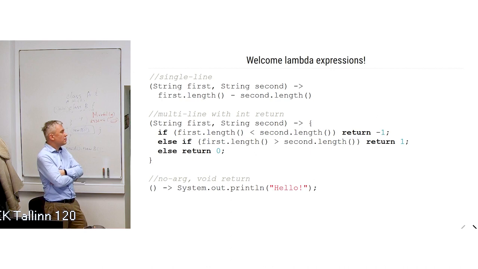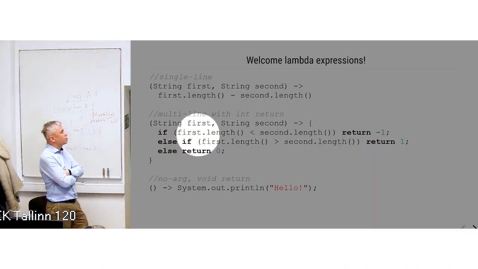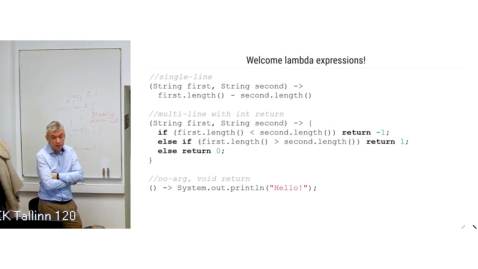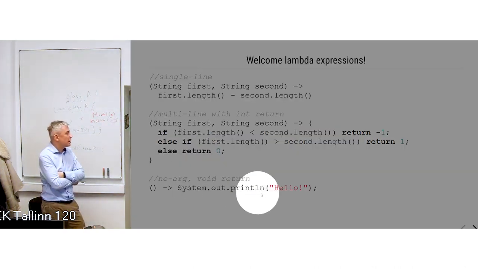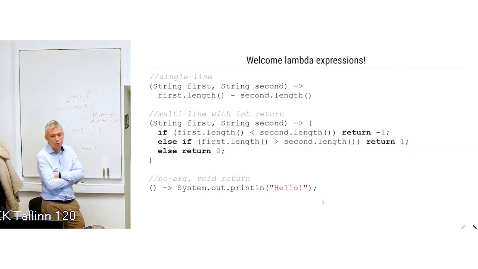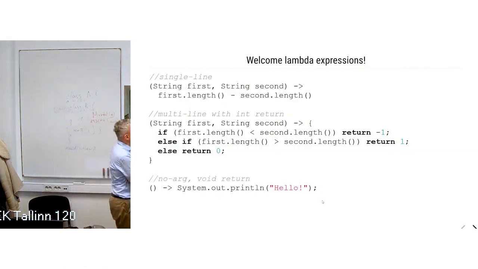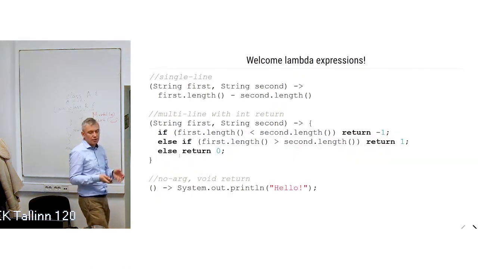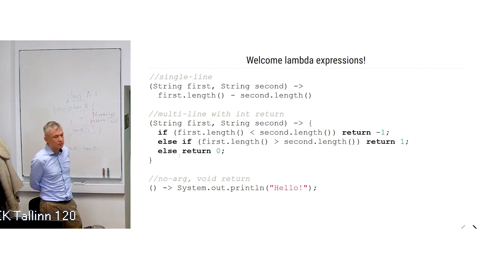And even more, we are not obliged to pass some arguments. This is an example of a no argument lambda. And we are not obliged to return something because println returns void. So this is also an example of a lambda expression. So yes, if we are using multi-line lambda, or if we are using curly braces, then we must use return. If it's a single liner, then no curly braces, just for the sake of clarity and shortness of code.